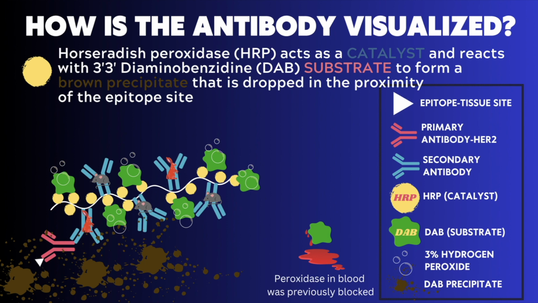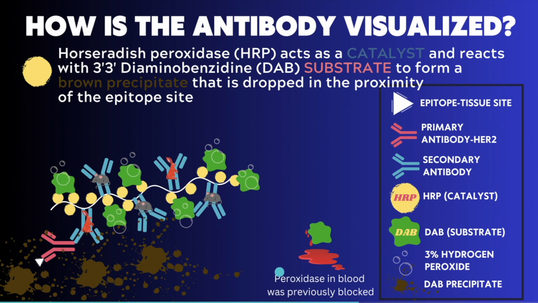Remember back when I told you that the peroxide blocking step would be important? Think about what would happen here if we had endogenous peroxidase lingering around. It would encounter the DAB and form a brown precipitate. However, earlier in the process, we blocked the peroxidase with hydrogen peroxide first, rendering it inactive.